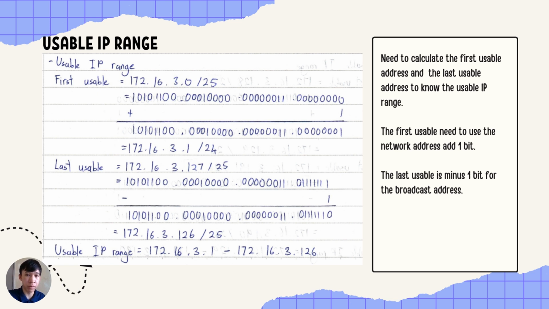Next, for the usable IP range for subnet C. We need to use the network address and convert it into binary, and after that we need to add 1 bit to it. So we will get the first usable address. And for the last usable address, we need to use the broadcast address that we calculated and subtract 1 bit from it. So we change to binary first and subtract 1 bit. After that we get the final answer, that the usable IP range for this subnet is 172.16.3.1 until 172.16.3.126.